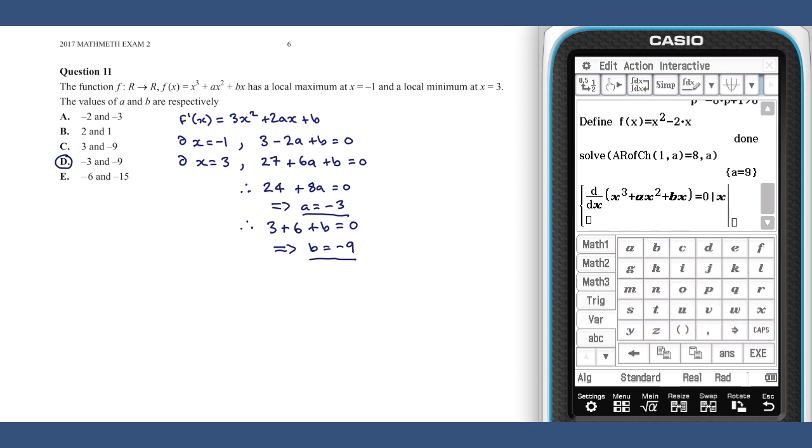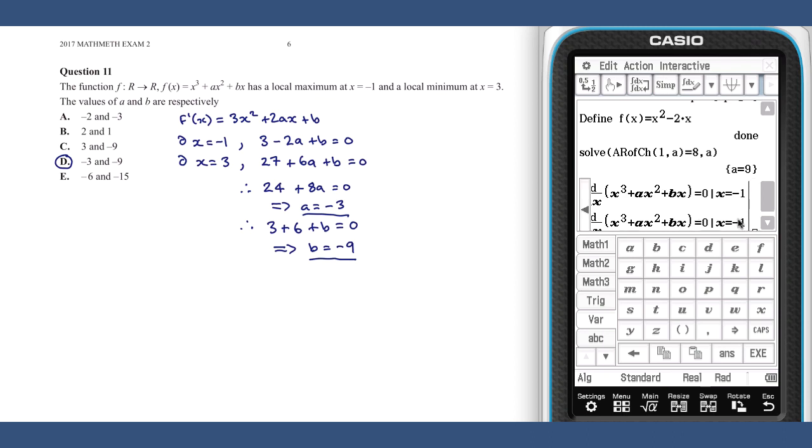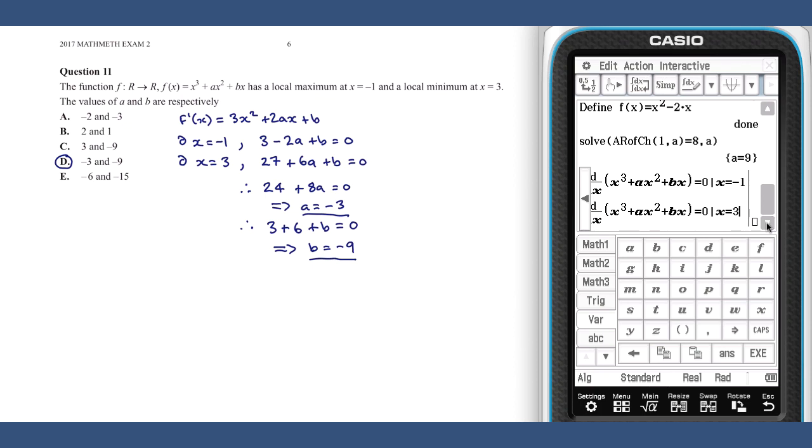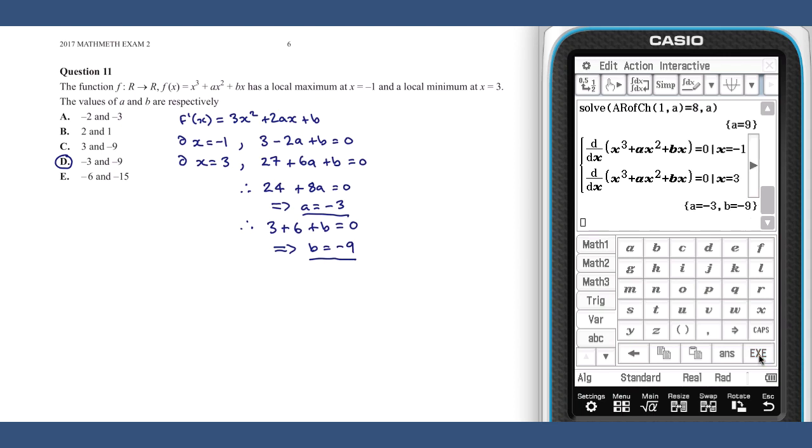x is equal to minus 1 at the first stationary point, and similarly x is equal to 3 at the second stationary point, and we'll solve this equation for a and b, with the class pad returning the same solution that was found earlier.